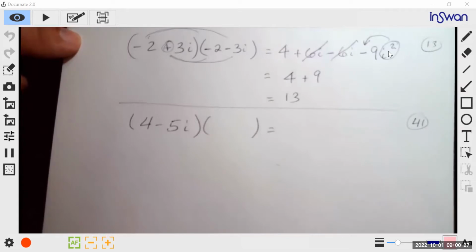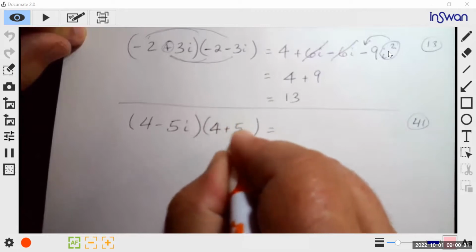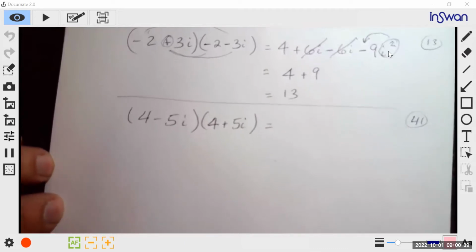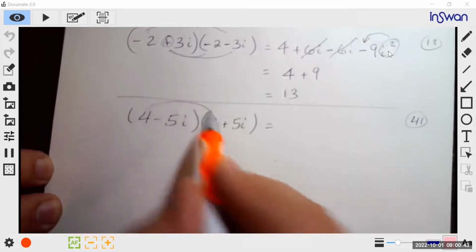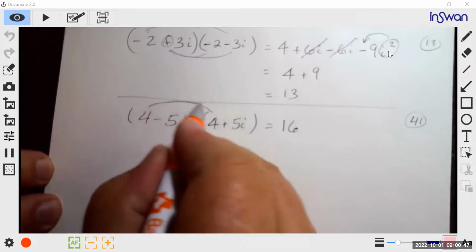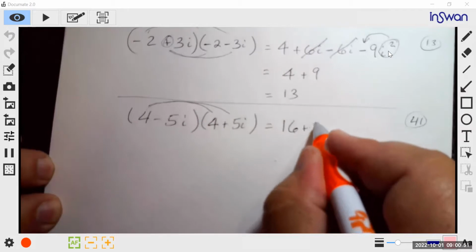4 plus 5i. Very good. Yes, 4 plus 5i. So we get 4, they're both positive. 4 times 4 is 16. Positive times positive is positive. 4 times 5 is 20i.